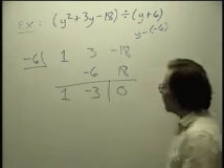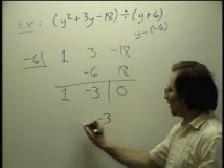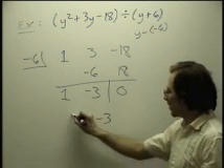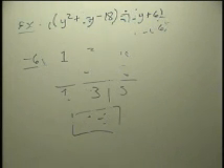So what does this tell me? Remainder is 0. This is my constant. This is my x term. So 1x, or just x. Therefore, the answer is y minus 3.